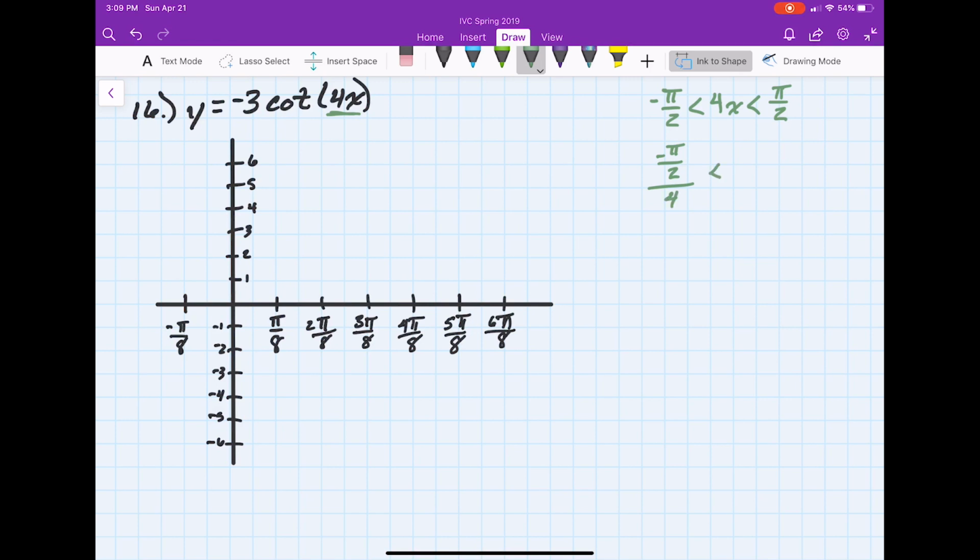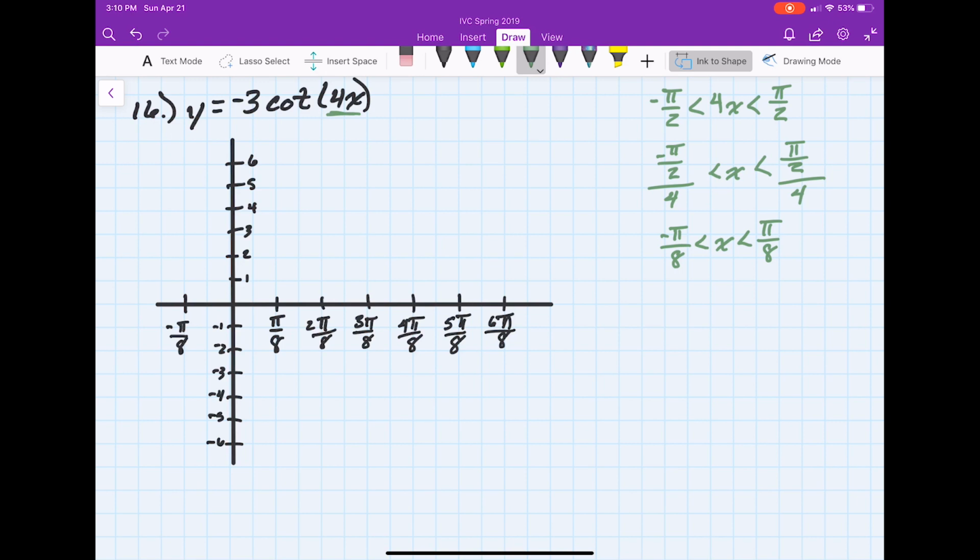And that's less than x, and then of course pi over 2 divided by 4, which will end up giving us a negative pi over 8 less than x, which is less than pi over 8, multiplied by the inverse of 4 over 1. So, yep, that's right. And less than pi over 8.